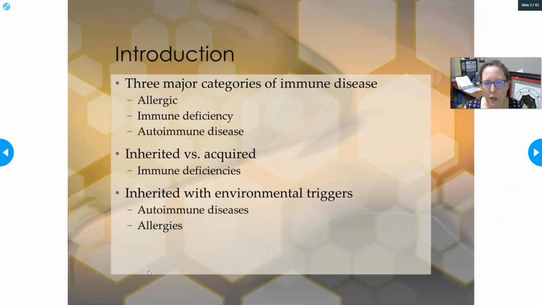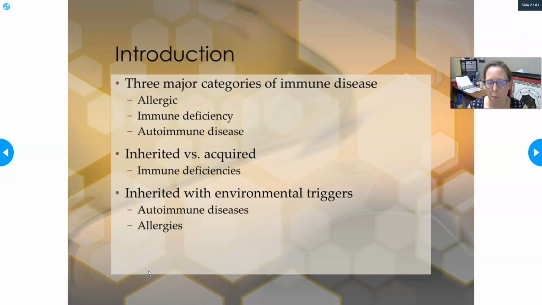All right. So, and this is important, I would say, really because of the rise in the amount of autoimmune diseases that we're seeing as a chronic disease. So, there are three major categories of immune diseases. There's allergic, immune deficiencies, and then autoimmune diseases, which are really overreactions of the immune system. And then you can classify them as inherited versus acquired for the immune deficiencies.